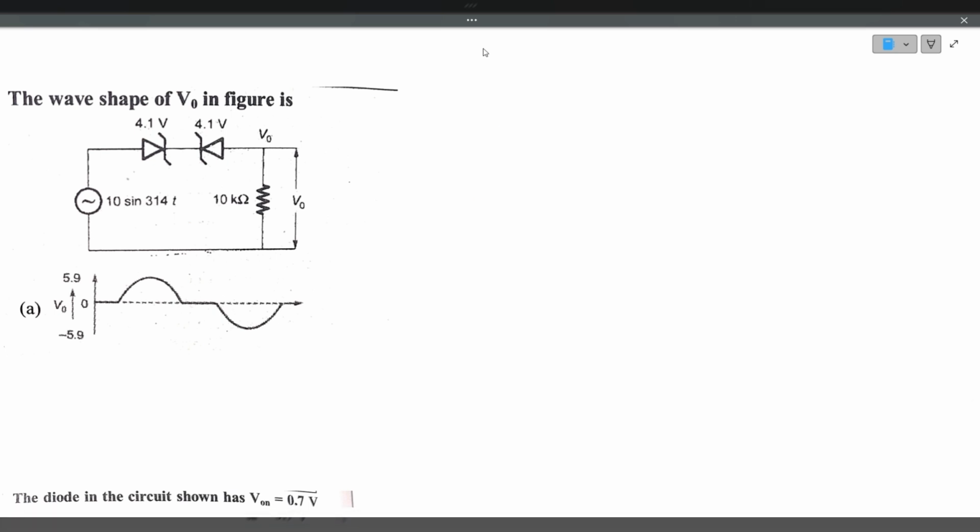We'll see the next question. The wave shape of the output in the figure is. So if you see, during the positive half cycle, Zener diode D1, that is 4.1 volt, will be forward biased, and D2. D2 is a conductor in reverse direction.